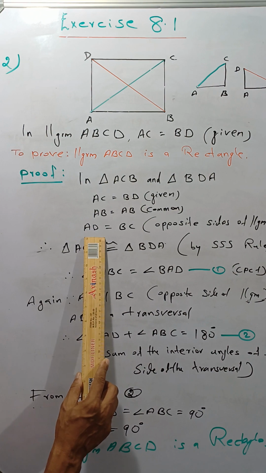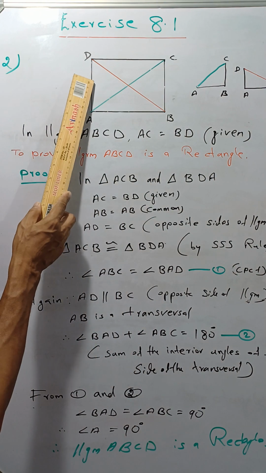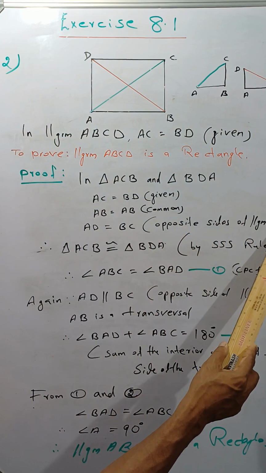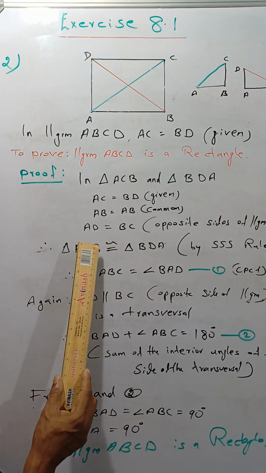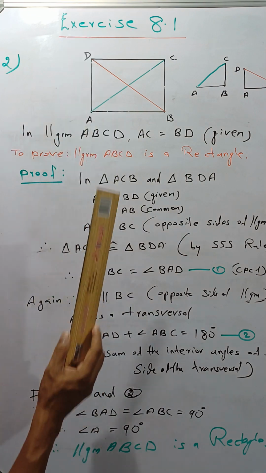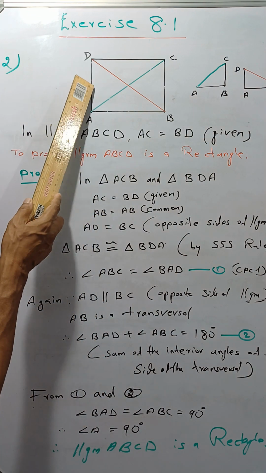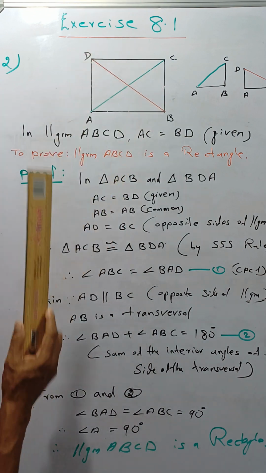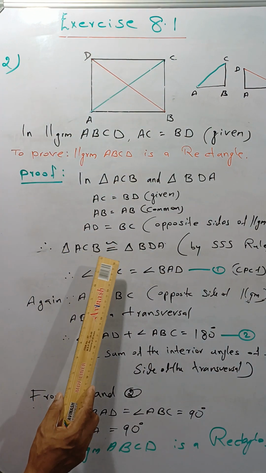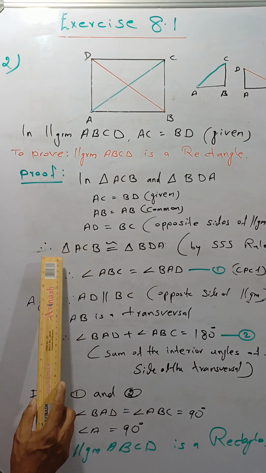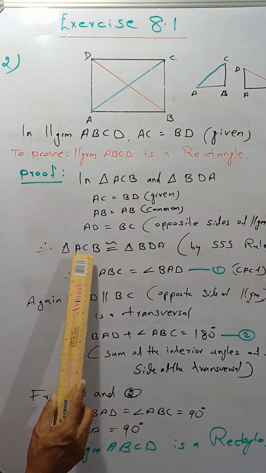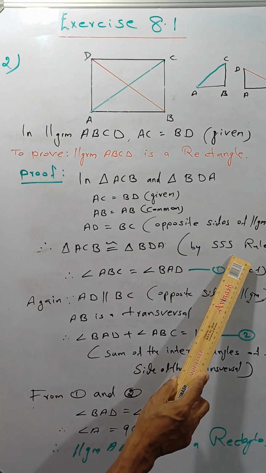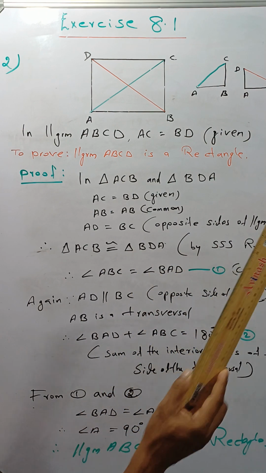Then AD is equal to BC. Opposite sides of the parallelogram ABCD. It is already given that it is a parallelogram. Therefore, we can say AD and BC are equal. They are opposite sides of this parallelogram. So we can say these two triangles are congruent. Triangle ACB is congruent to triangle BDA by SSS congruence rule of triangles.